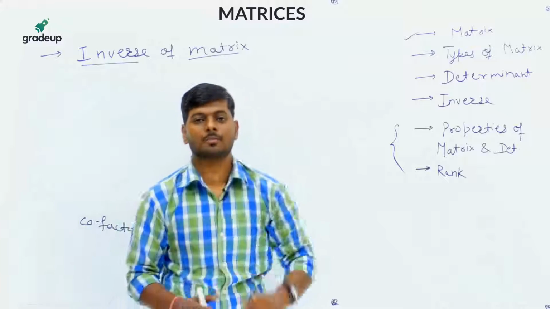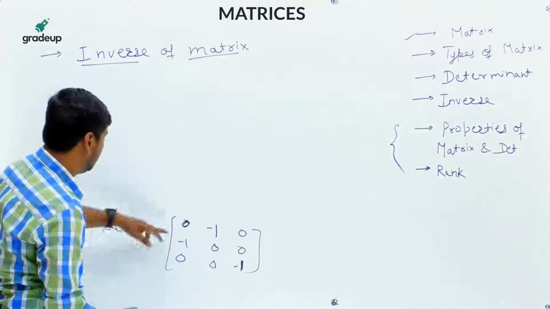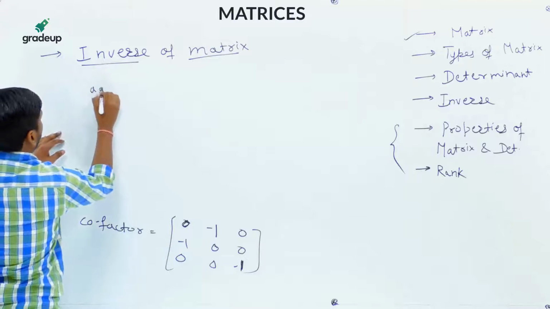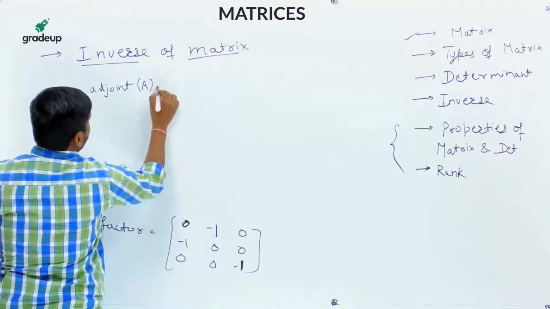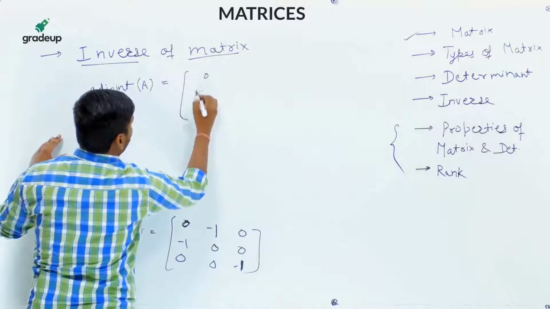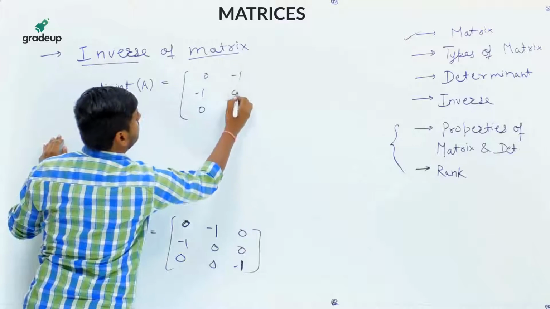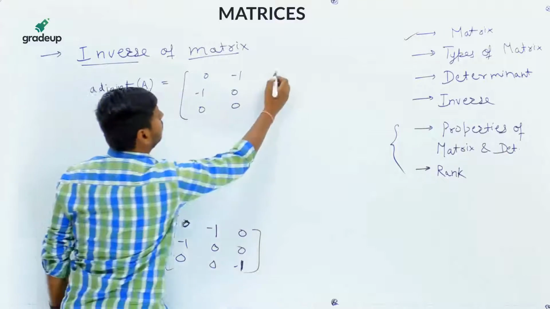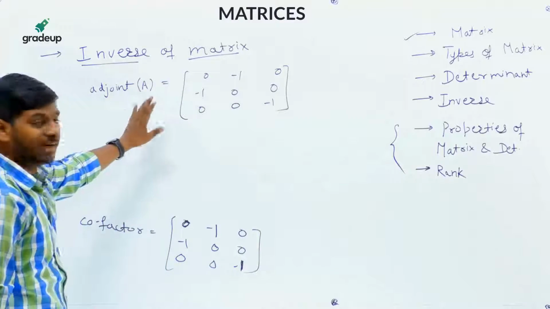So as I told you, adjoint is the transpose of the cofactor matrix. So I will write rows into columns and columns into rows. So adjoint of matrix A is the transpose of 0, minus 1, 0; minus 1, 0, 0; and 0, 0, minus 1. This is the adjoint of matrix A.